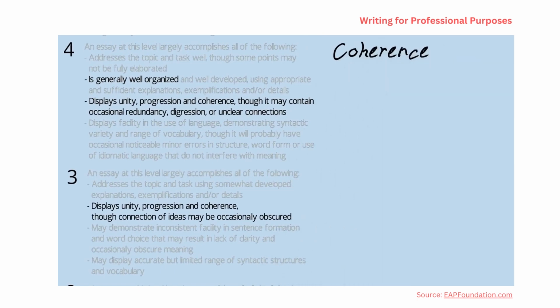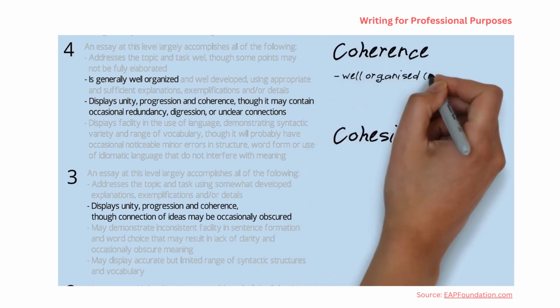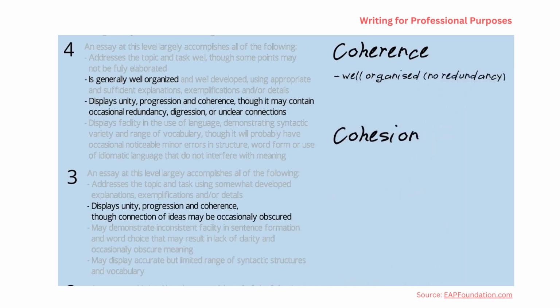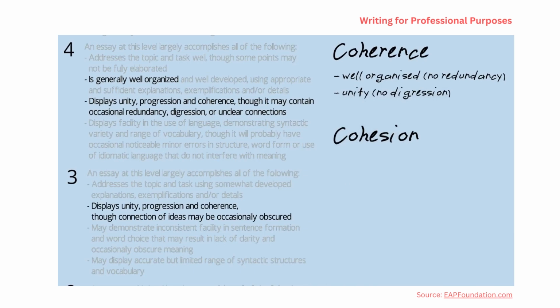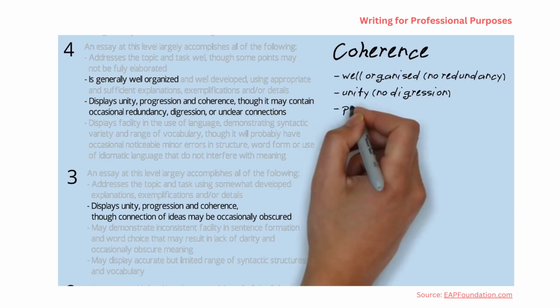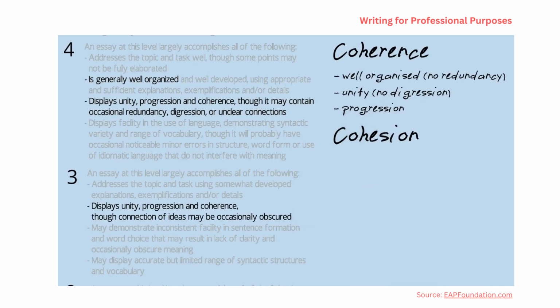So again, let's use these to understand what's being assessed in terms of coherence and cohesion. So in order to get a good score, we need writing which is well organised, with no redundancy. In other words, we don't have more ideas than we need. And we also need unity, which we talked about earlier, which means having all of the sentences related to the topic sentence. And the opposite of this is digression, when you move away from the topic to something which is unrelated. And we also need clear progression.